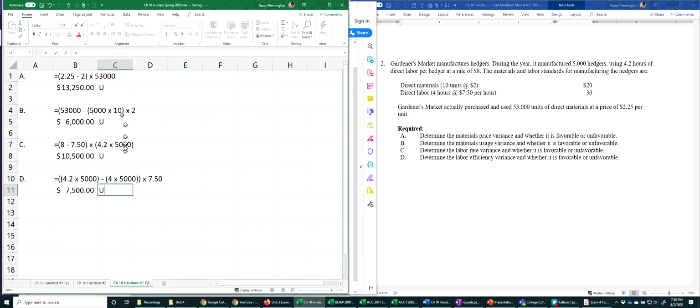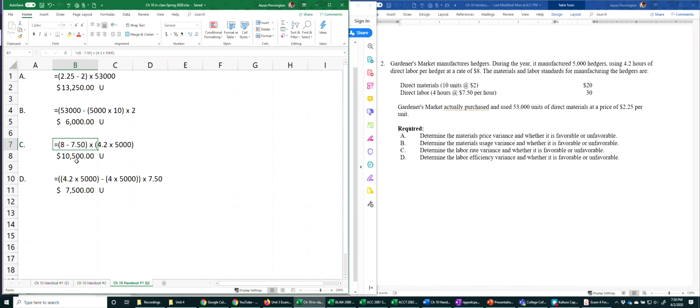Okay. So here, materials price variance, 13,250. You paid 25 cents more per unit. That's unfavorable. Materials usage variance. Well, you used more than the 50,000 units at standard, right? Because the problem tells you 53,000 were actually used. So the materials were used less efficiently than the standard would indicate.